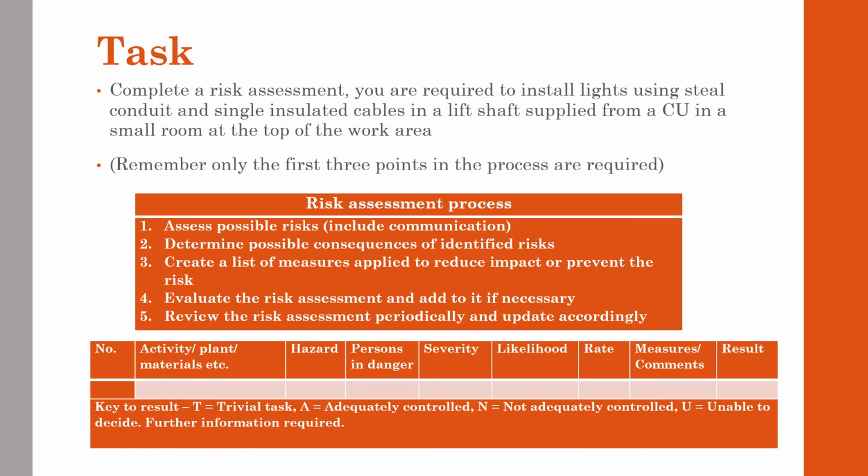For this task, you must complete a risk assessment. You are required to install lights using steel conduit and single insulated cables in a lift shaft supplied from a consumer unit in a small room at the top of the work area.